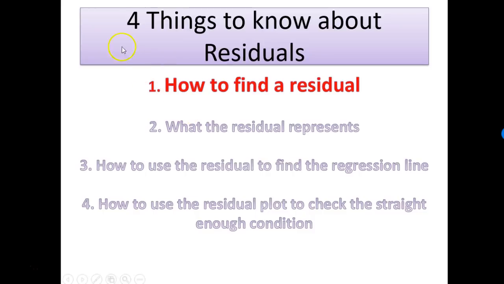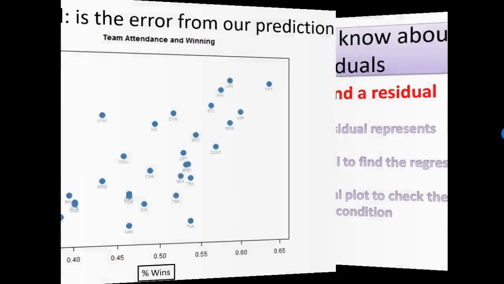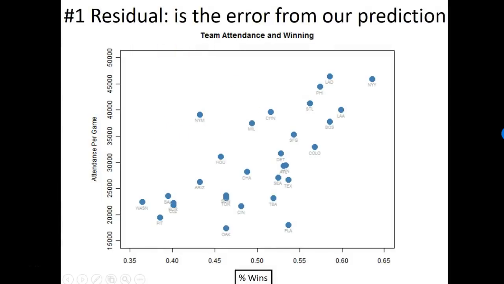I'm going to start with this first one here, how to find one. So just how do you find the residual? Okay, so to find one, let's look at this example here. We've got percent of wins, so that's our explanatory variable. That's always down here. And then our response variable here is attendance. These are all Major League Baseball teams. As percent of wins increases, how does attendance respond to that? Does attendance increase? Looking at the scatter plot, it does look positive.